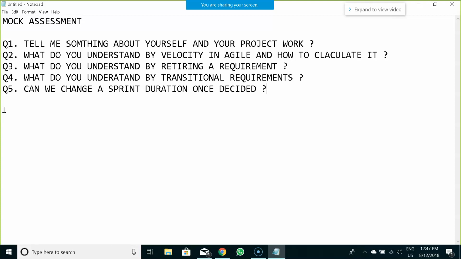Okay. Don't you think we have the option to change the capacity of the sprint? We can include resources. Yes, exactly. So that is the approach. You have to change the capacity of the sprint.